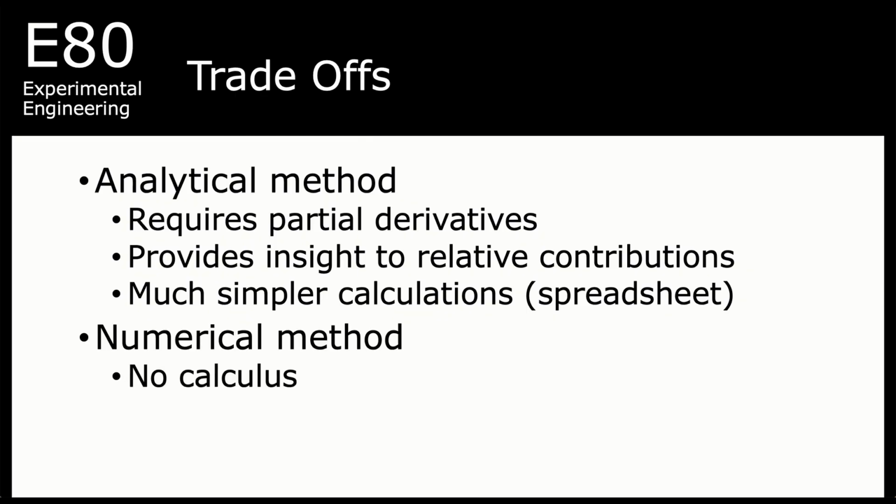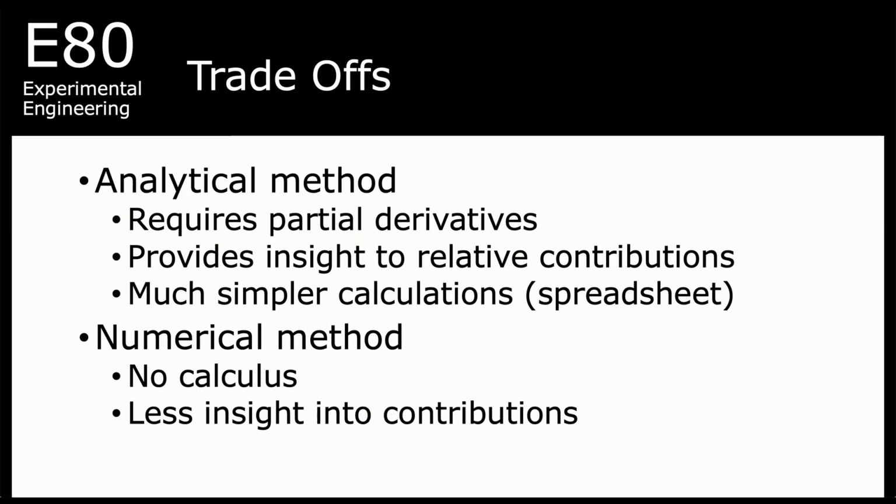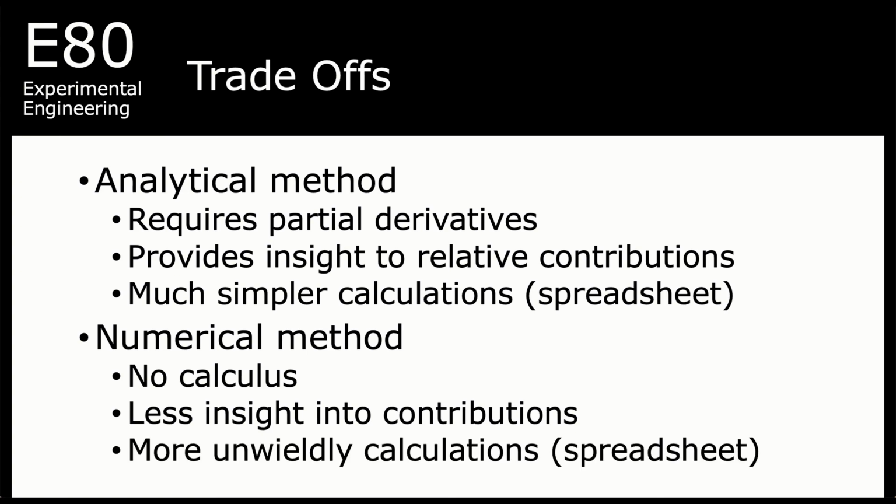The numerical method doesn't require you to remember calculus, which may be an advantage when you're pressed for time. It's harder or less straightforward to see the relative contribution of each variable to the overall uncertainty. The resultant spreadsheet is also more unwieldy and difficult to format to convey the information cleanly.